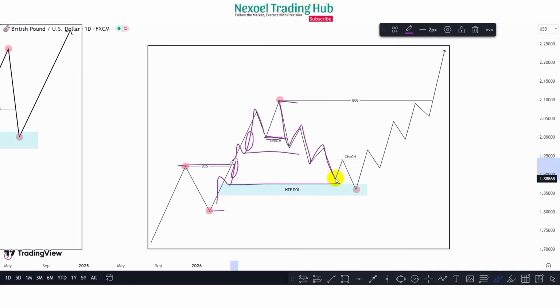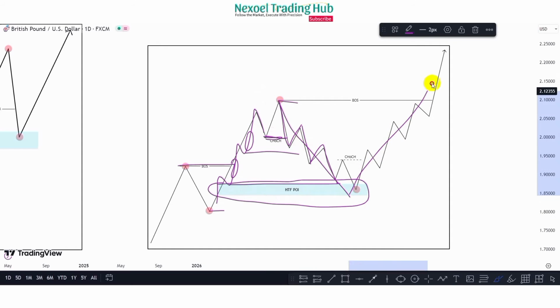Now we can see price is actually returning to mitigate the higher time frame point of interest. So this change in market character does not mean that the market condition has changed from bullish to bearish. What we are just having is the pullback to mitigate the higher time frame point of interest, and then you can see we have the push of price to the upside.